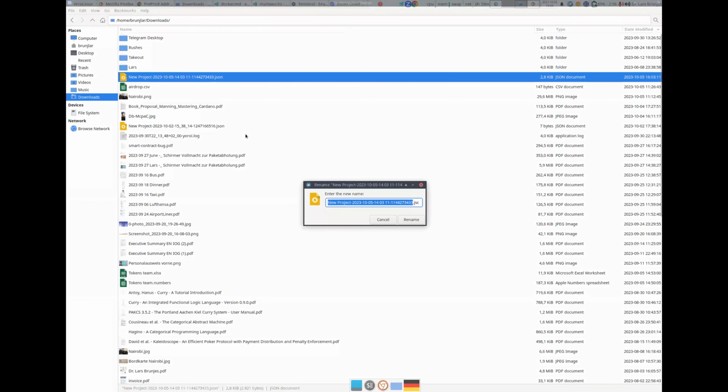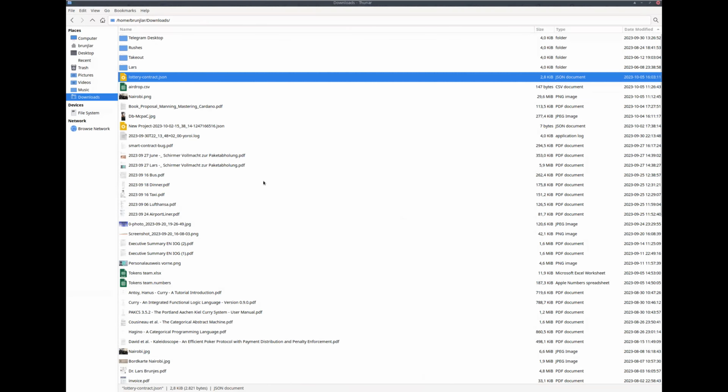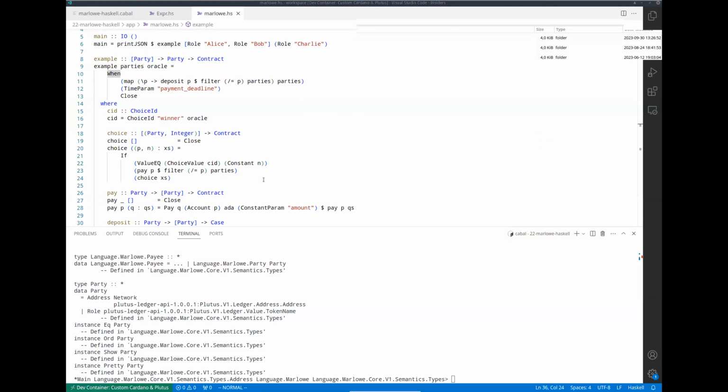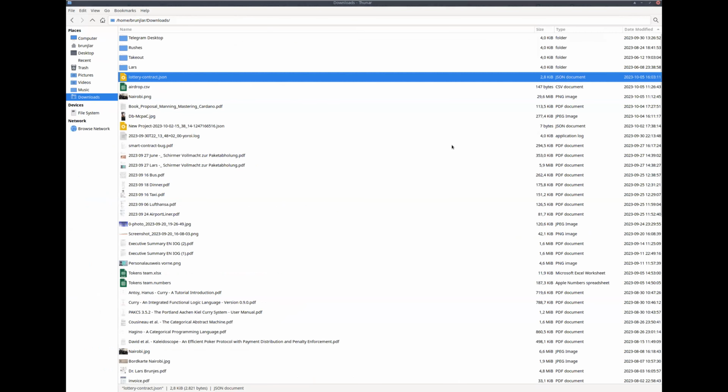Let me just name that lottery contract. Okay, fine. So now I can close this. I don't need that anymore. So we are done with Haskell now for this lecture, because now we have our contract in JSON format.